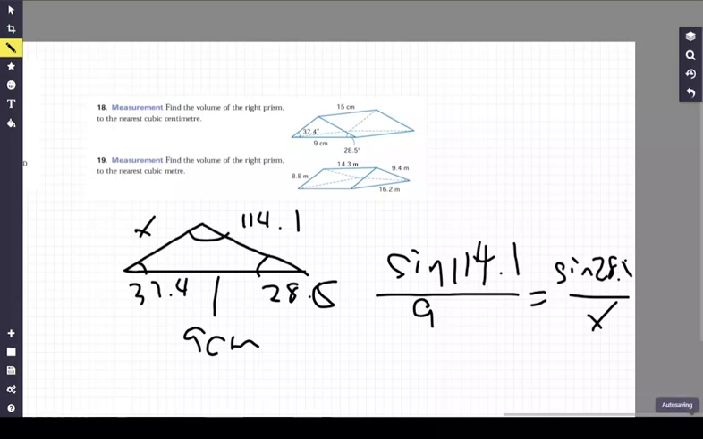Now let's find x using calculators. Sine of 28.5 degrees, multiply that by 9, divide that by sine of 114.1 degrees. We get 4.7. So x is 4.7.